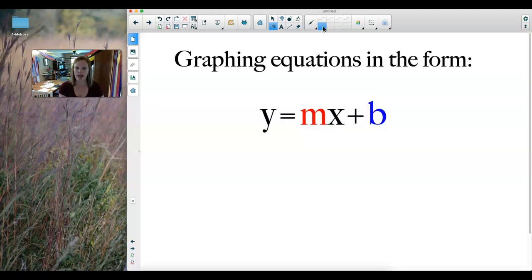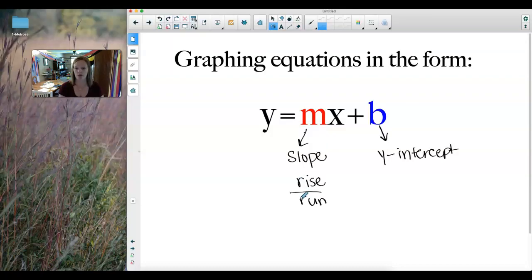So this m stands for the slope of the equation, and that will all make sense when I show you an example. And the b stands for the y-intercept. If you know those two things, it's really easy to graph. Now, a couple things to remember about slope. Remember, slope is rise over run, and the y-intercept is going to be where it crosses the y-axis. Now I'll show you what that looks like, and hopefully it'll make sense to you.